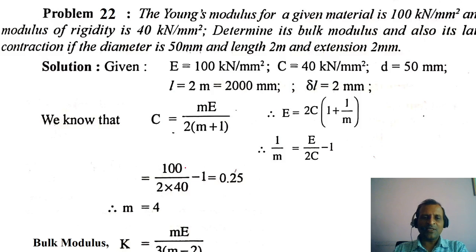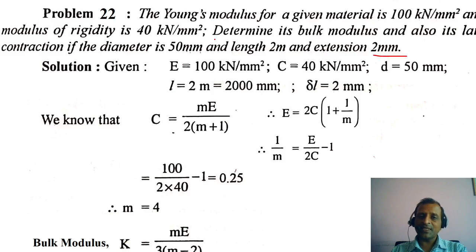So next problem: the Young's modulus for a given material is 100 kilonewton per mm square. This is Young's modulus, and its modulus of rigidity is 40 kilonewton per mm square. Determine its bulk modulus and also its lateral contraction if the diameter is 50 mm, length 2 meter and extension is 2 mm. So write down the given data.